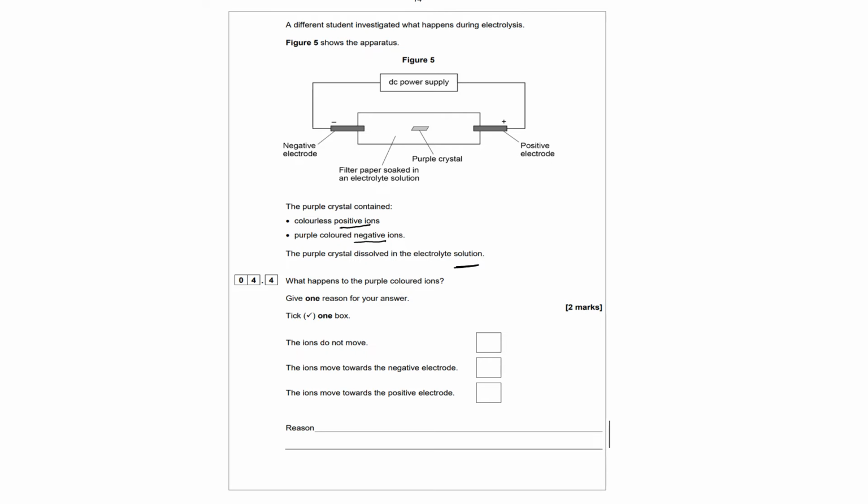The ion does not move. The ion moves towards the negative electrode, or the ion moves towards the positive electrode. Now, because it tells you it's talking about the purple crystal, and it tells you the purple crystals are negatively charged, the answer will be they will move towards the positive electrode. And the reason being, the electrode will attract the oppositely charged ion, as the purple ions are negative.